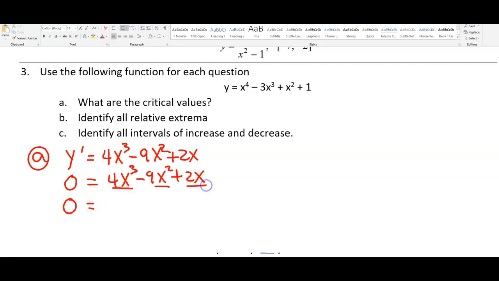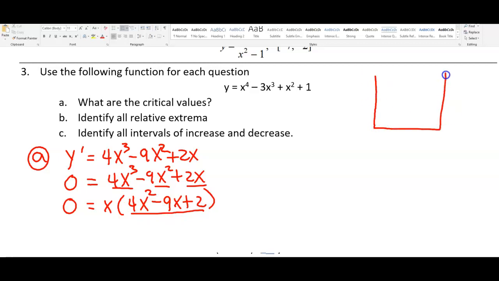All three of these terms have something in common. You can divide an x out. That's a GCF. So when you're factoring, you always see if you could take a GCF out first. The next thing we're going to do is what's called the box method or reverse foiling, whatever works for you.